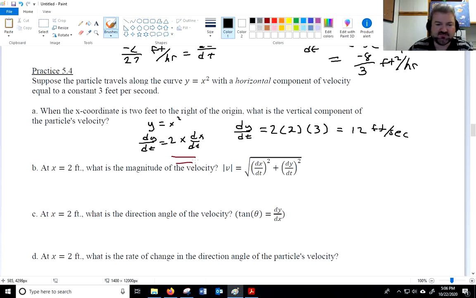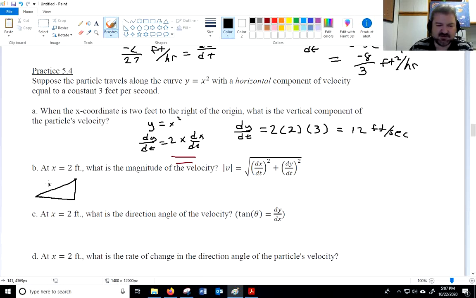All right, at x equals 2 feet, what is the magnitude of the velocity? So the magnitude of velocity is the velocity in the horizontal direction squared plus the velocity in the y direction squared, square rooted. This is actually kind of teetering on a Calculus 2 or Calculus BC concept, so you probably wouldn't see this question, but I think it's on the AB exam, but I still think it's worthwhile.